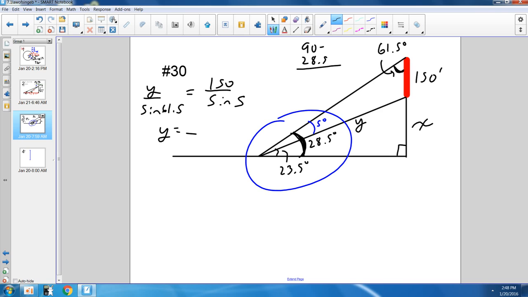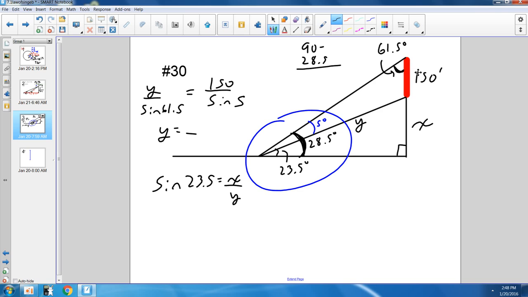I know what I can get for y. Now I can get my x. We're looking at opposite over hypotenuse, so that is sine. So then it would be sine of the smaller angle, 23.5, is equal to x over what you just got for your y. And then you can solve for that x.